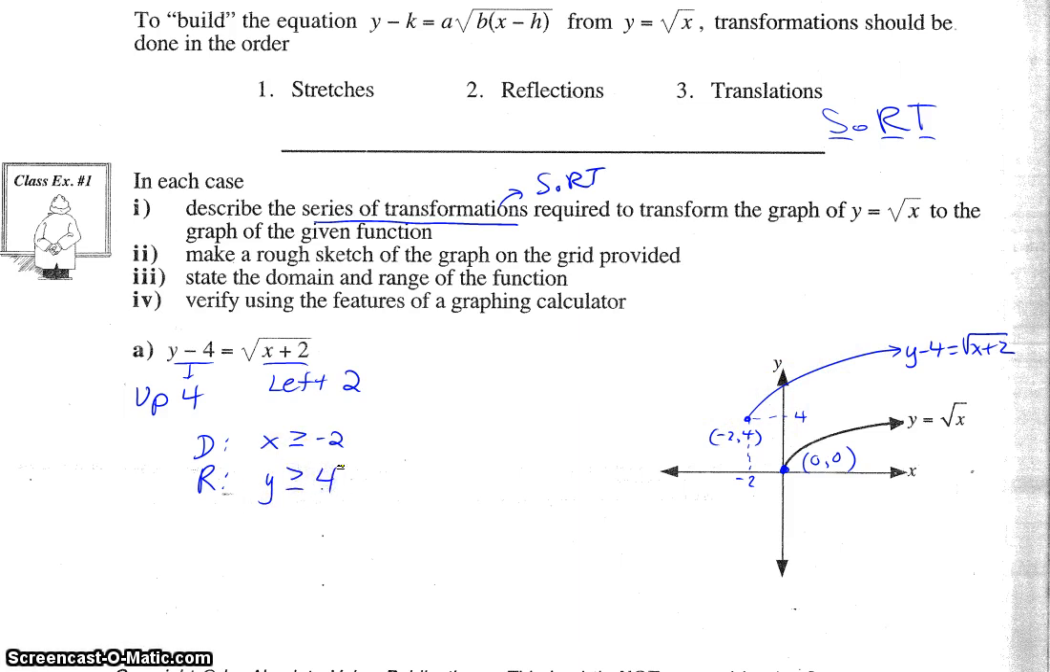Okay, let's take a look at the next example. Oh wait, we're not done with this one, are we? Yep, no, we just have to graph it on the graphing calculator, and that will be fine. Okay, so we'll look at the next example now.